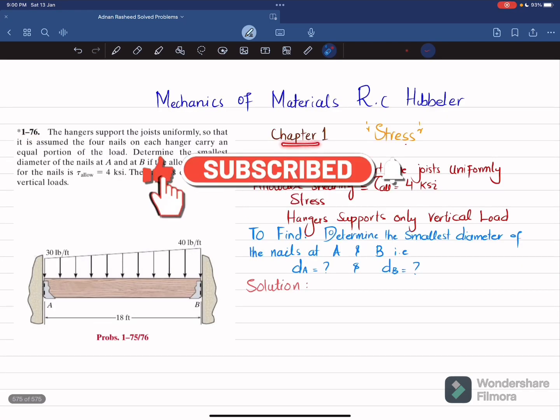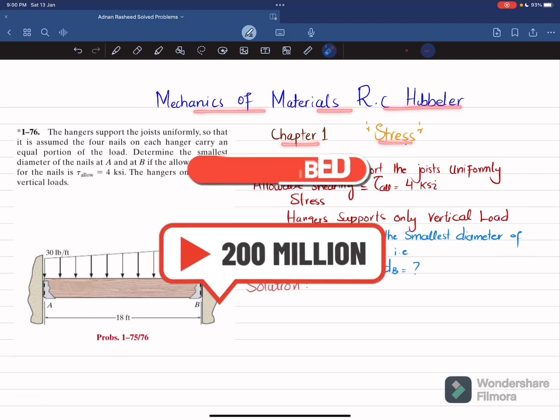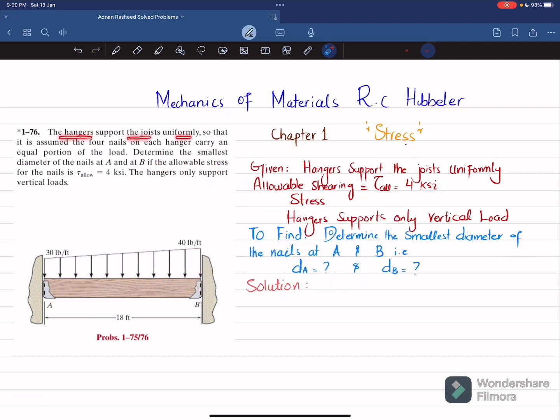Problem 1-76. This problem is taken from chapter number 1, stress, and the book name is Mechanics of Materials by R.C. Hibbeler. The statement is: the hangers support the joist uniformly so that it is assumed the 4 nails on each hanger carry an equal portion of the load. Determine the smallest diameter of nails at A and B if the allowable stress for the nail is 4 ksi. So shearing stress is 4 ksi. The hanger only supports the vertical load.